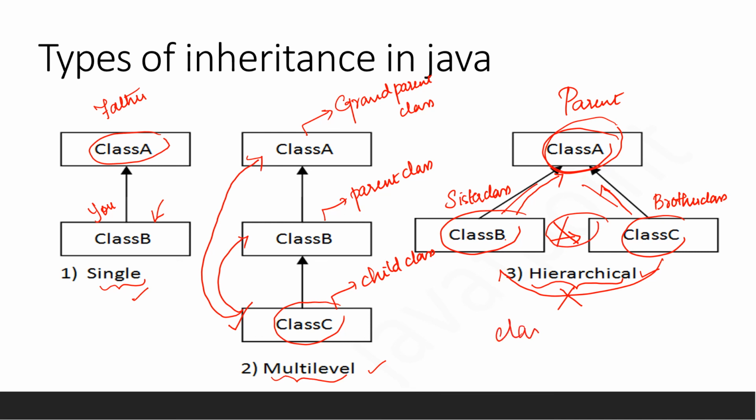Okay, so class B will be able to access class B's methods and variables and class A's methods and variables. Okay, and class C will be able to access C's methods and variables and A's methods and variables. In class B, you cannot access C's methods or variables, and in class C you cannot access B's methods or variables in hierarchical inheritance.